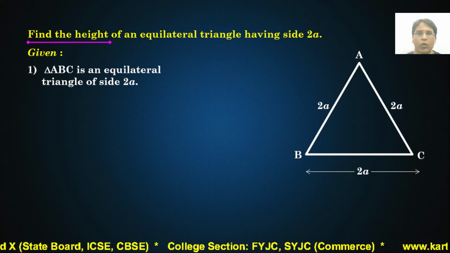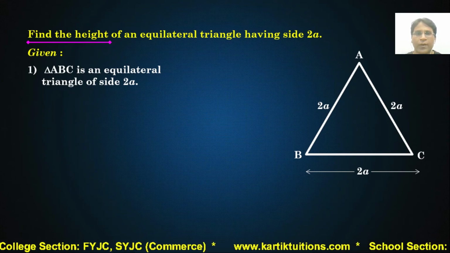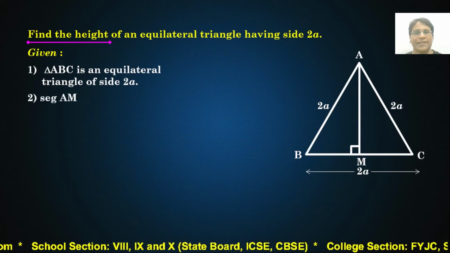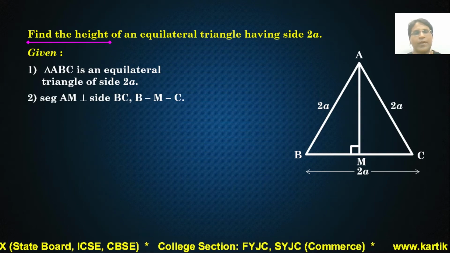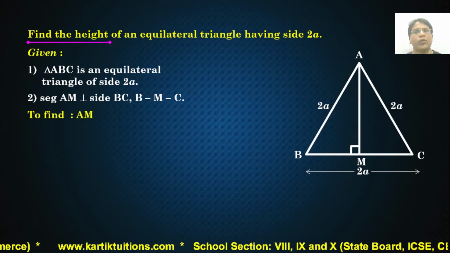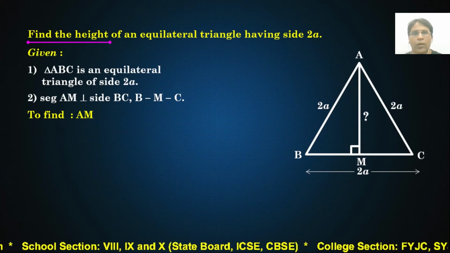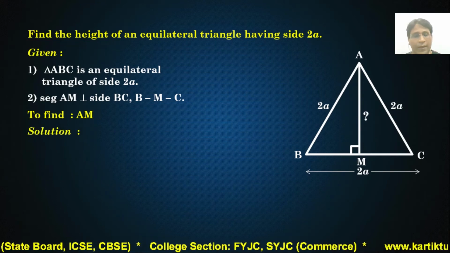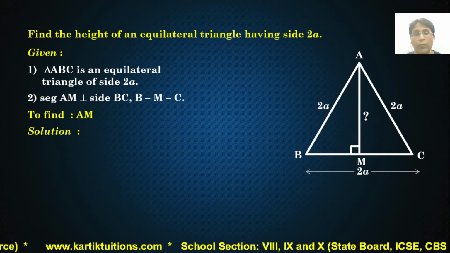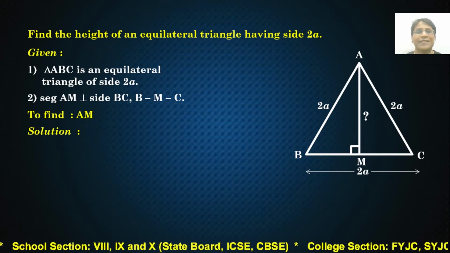Now, height is what? It is a perpendicular from the opposite vertex. So here I'll take AM perpendicular to BC such that point M lies between B and C. So our height is AM and we have to find the length of AM. Now see, we know it is an equilateral triangle. In an equilateral triangle, all sides are equal. Acha, what do we know about the angles? Each angle is 60 degrees.